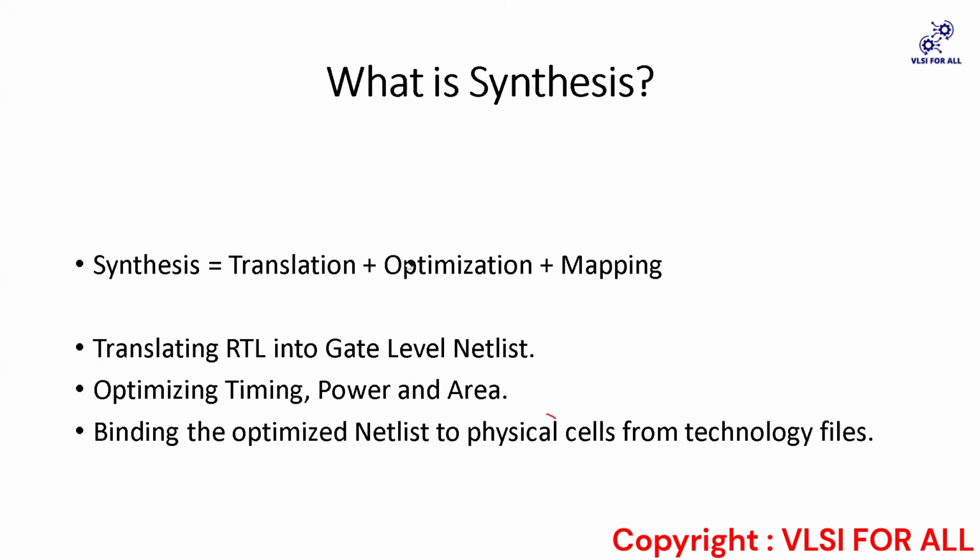I'll repeat it once again. Boundary optimization involves adjusting the position of cells or modules to minimize the distance between connected components and reduce the wire length. So this technique aims to reduce wire length, of course, and also the capacitance, improve signal integrity and timing, increase routing efficiency, and decrease power consumption.